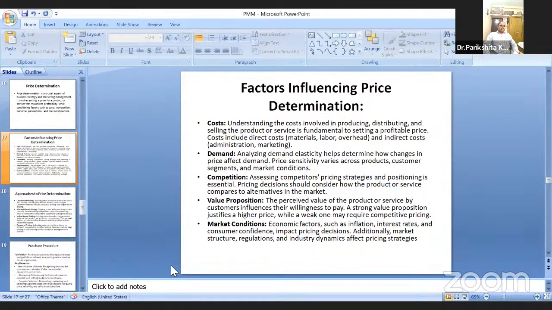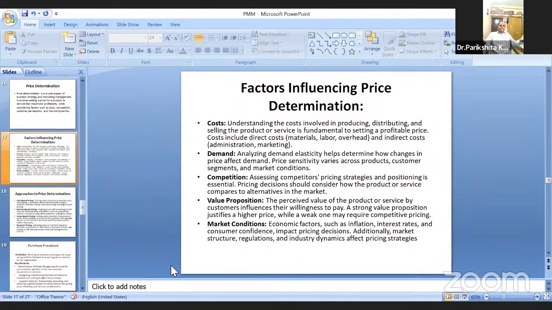So first of all, we have to see that cost is a factor, demand is a factor that influences price determination, right? And also competition. Competition is the most important factor. First of all, you have to assess the competitors, how many competitors there are, what their price strategies are, and what their positions are. Yes or no? All the decisions should be taken, and according to the competition, you can consider how the product and service compare.